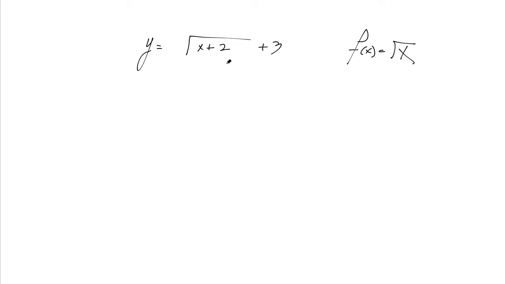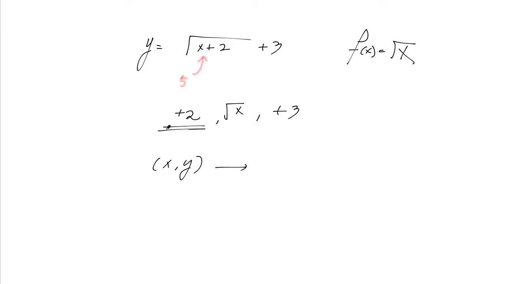And then you have to ask yourself, what if you were to replace x with an input? Let's say you put 5 in there. What do we do to that input before the square root? Let's put that on the left, and what we do after the square root on the right. Clearly, we're adding 2, and then we're square rooting it, and then we're adding 3.